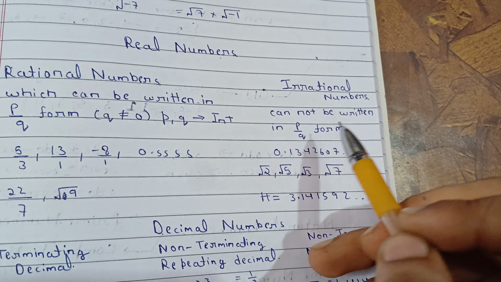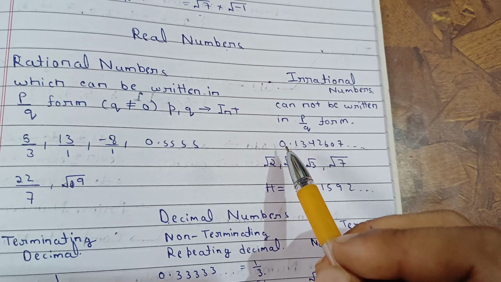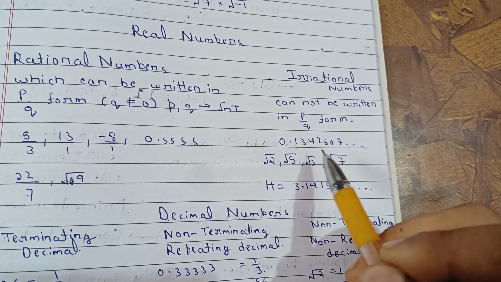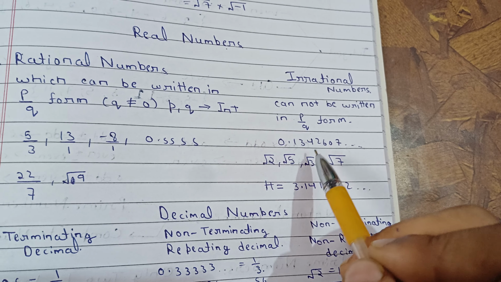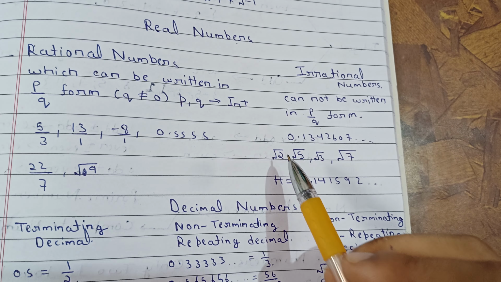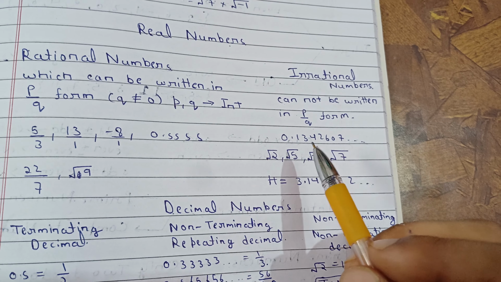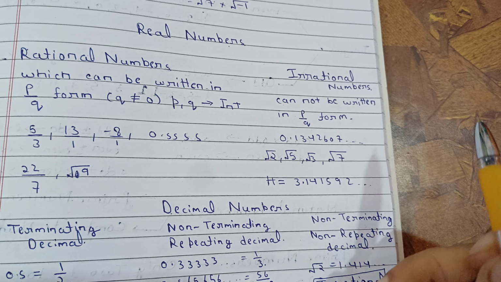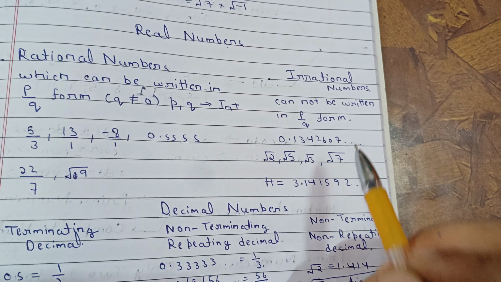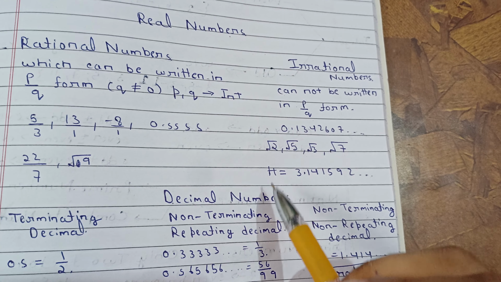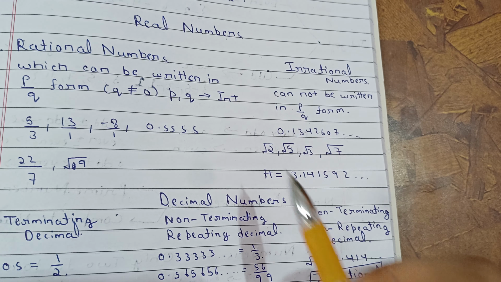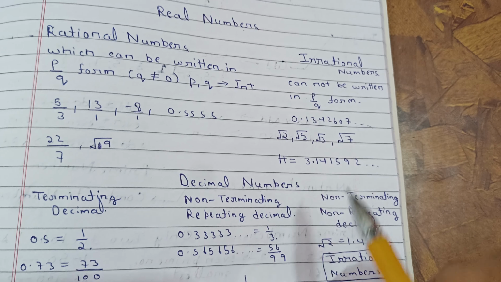Irrational numbers can't be written in the form of p upon q. If there is irregularity after the decimal, these numbers come under irrational numbers. So under root 2, under root 5, all the numbers under root come into irrational numbers, because they don't repeat and they go on, meaning they don't terminate. And pi, this is pi. This is also an irrational number because it is non-terminating.